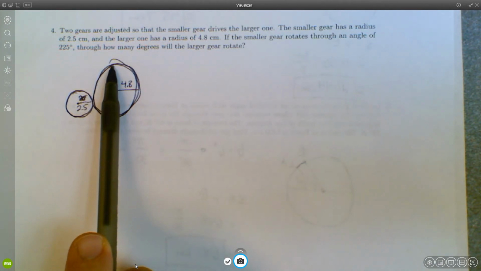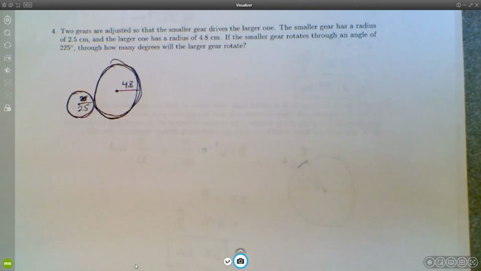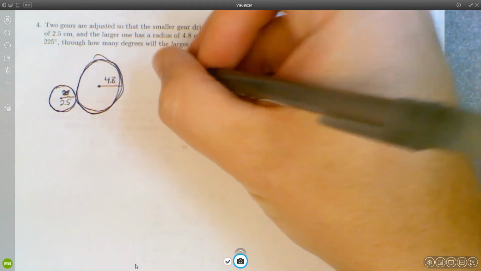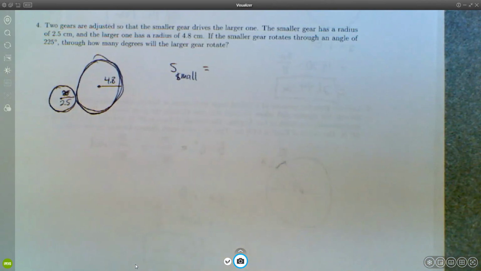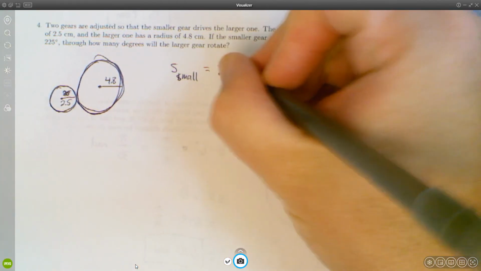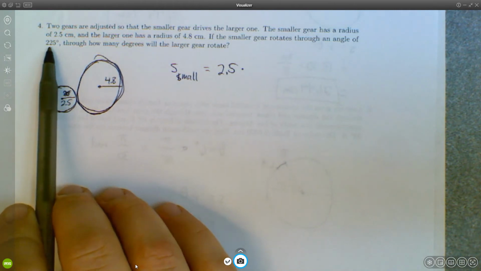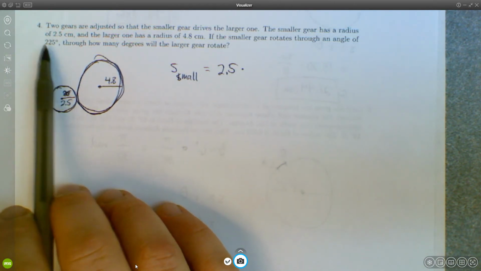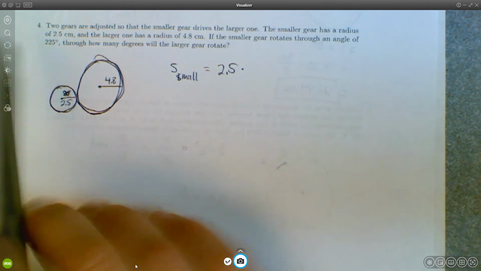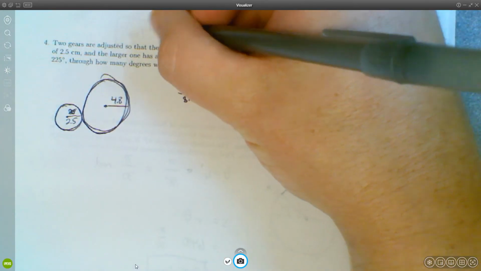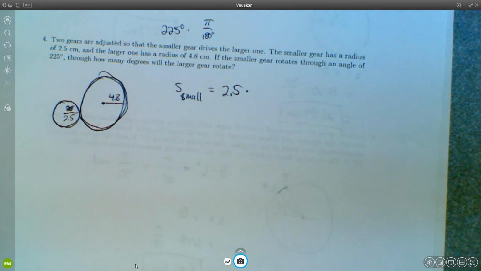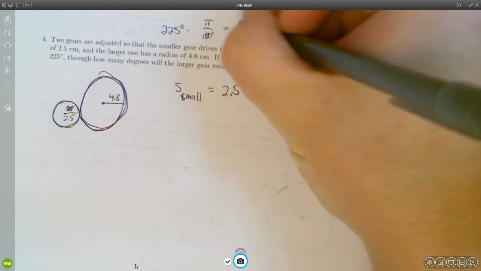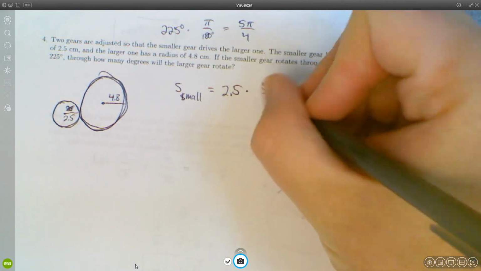And then we can use that to figure out through how many degrees the large gear rotates. So for the small circle, the arc length is going to be the radius of the small circle times the angle through which the small circle rotates. But we've got to change these degrees to radians, right? I should have done a little bit of scratch work. I'm going to squeeze it in up here: 225 degrees times pi over 180. 225 over 180 is 5/4. This is 5 pi over 4 radians. So I'm going to multiply by 5 pi over 4 here.